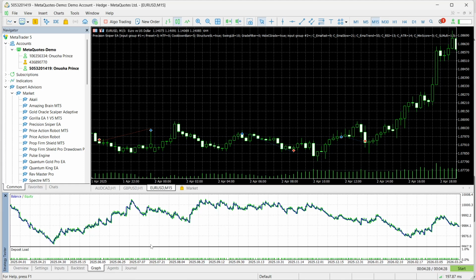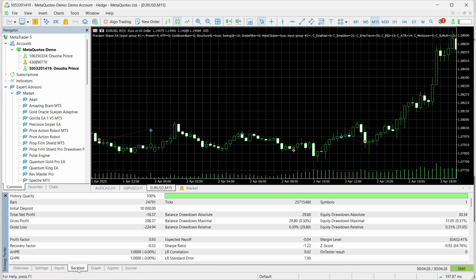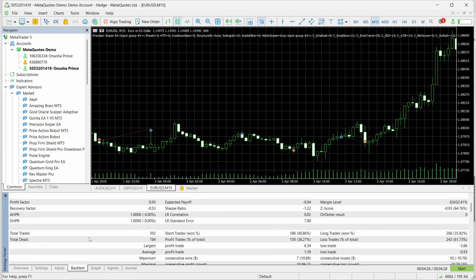So this also reflects in the numbers. You can see the stats. For the initial deposit of $10,000, we had a total net loss of $16.57. The profit factor was below 1 at 0.93, and we had a balance drawdown of 0.30%. The EA took a total of 392 trades during the period.